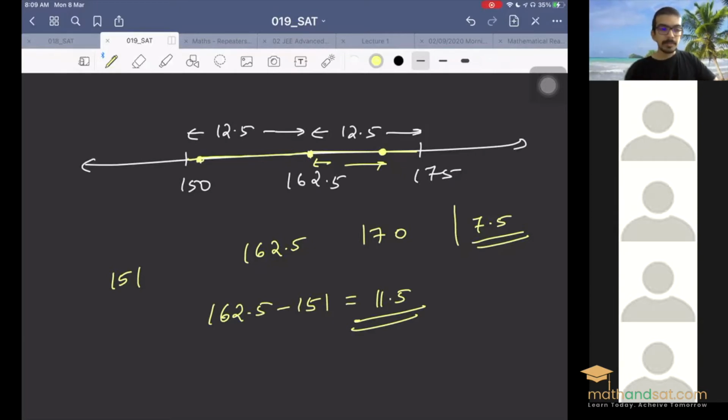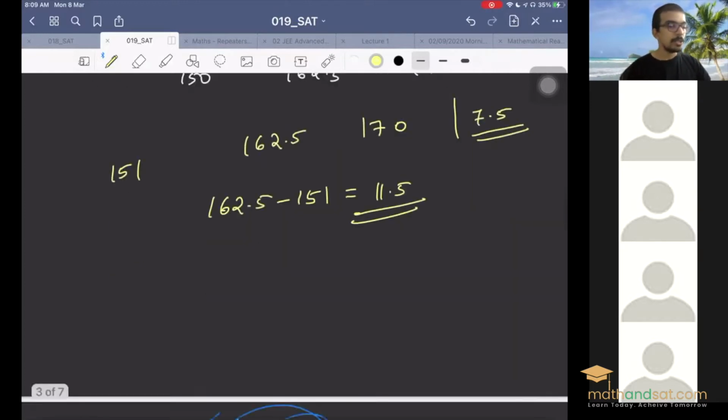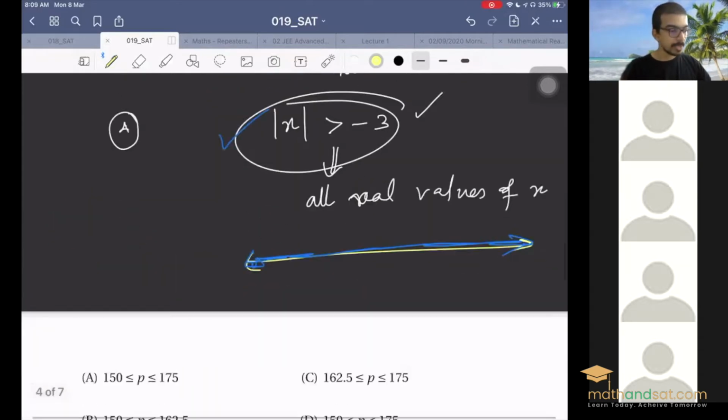Hope this is clear. So when you see a question that is a word problem that describes a real world scenario, you should be able to model that using, in this case, inequalities, and then solve that inequality. That's the idea here. These are typical SAT questions.